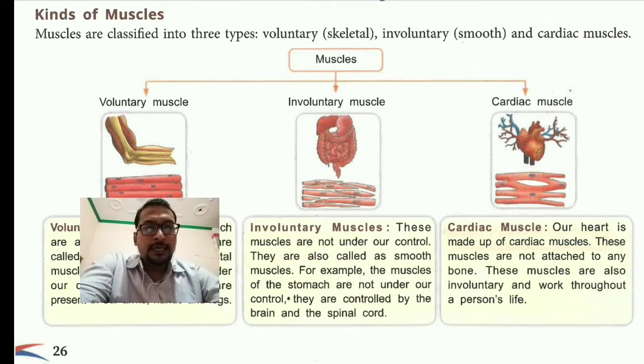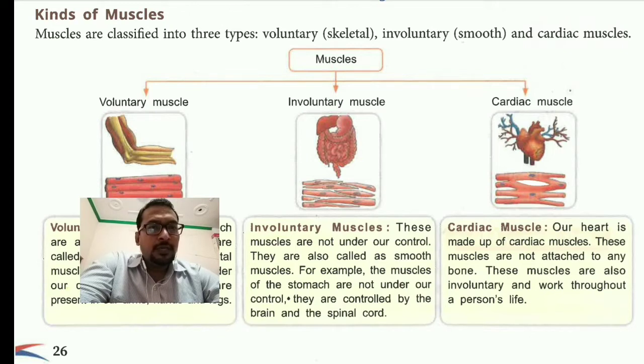Number two is involuntary muscles. These muscles are not under our control. They are also called as smooth muscles. For example, the muscles of the stomach are not under our control. They are controlled by the brain and the spinal cord. Okay, so these are involuntary muscles like all the muscles present in the stomach, intestines. Okay, they are working all night, day and night, for digestion and help giving us minerals, nutrients and vitamins.